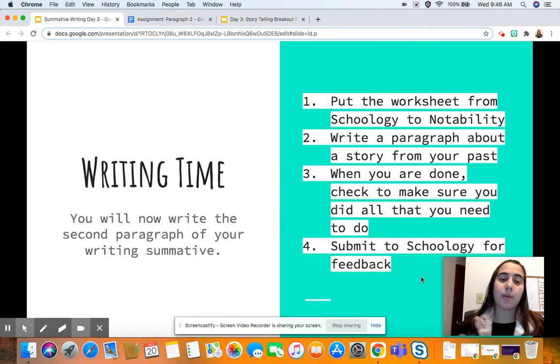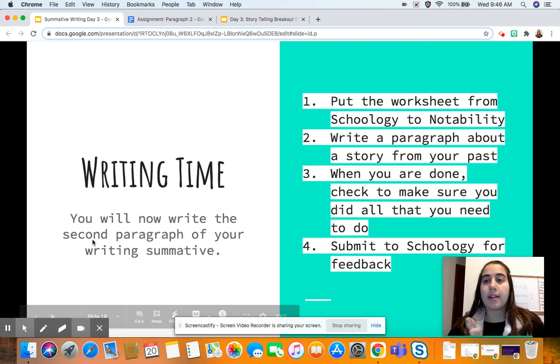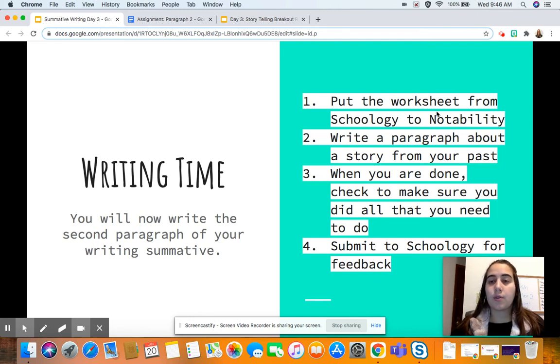So now we're going to move into writing time. You're going to be writing the second paragraph of your summative writing. So you are going to be writing that story about your own life. Your job is to go to Schoology, put today's worksheet into Notability. You're going to write a paragraph about a story from your life. You can write about anything you want as long as it's one story, it makes sense, and it's school appropriate.